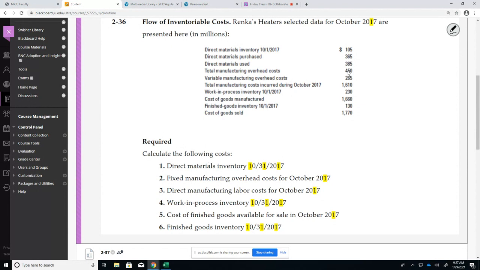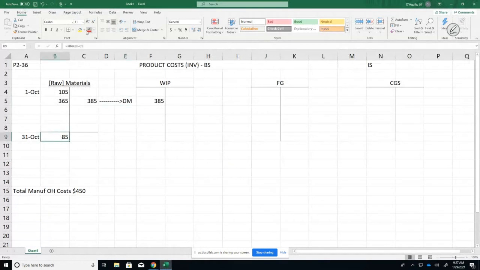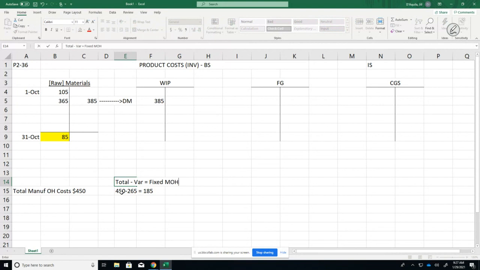Good answer. So they give you the total, and we haven't talked about fixed and variable, but that's part of this chapter. So if the total is 450 and the variable is 265, just subtract and you'll get your fixed manufacturing overhead. So if you take 450 minus 265, you're going to get 185. So we've taken the total minus the variable, and that gives us the fixed manufacturing overhead costs. We'll get into fixed and variable in this chapter, and that leads later to further discussion about break-even analysis.